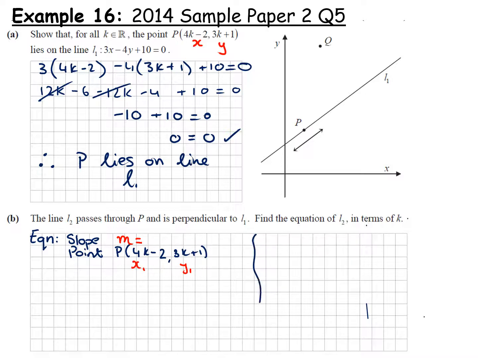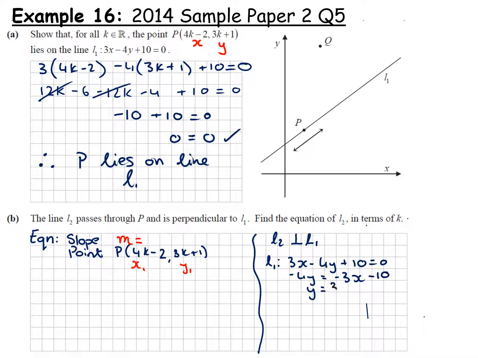So in order to get that, they've told us that this line L2 is perpendicular to L1. So what we can do is figure out the slope of L1. So taking the equation of L1, which is 3x minus 4y plus 10 equals 0, rearranging it in the form y equals mx plus c, minus 3x minus 10.